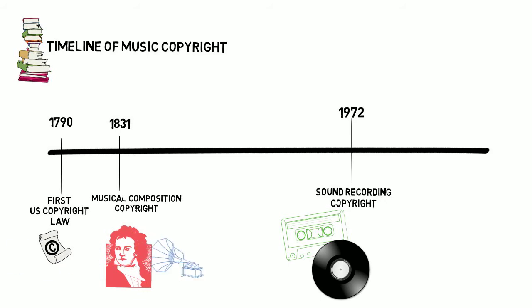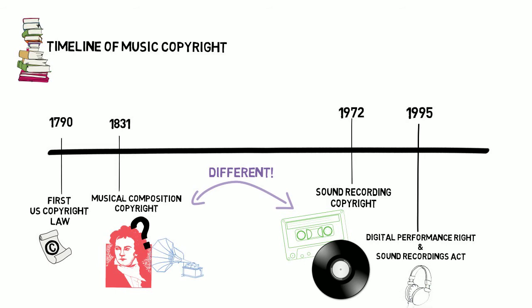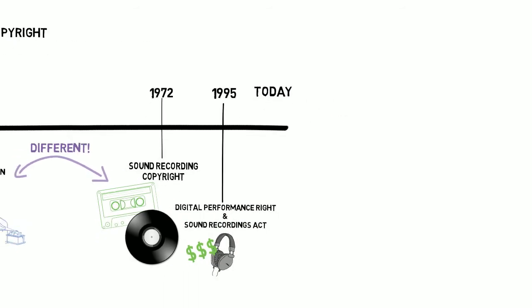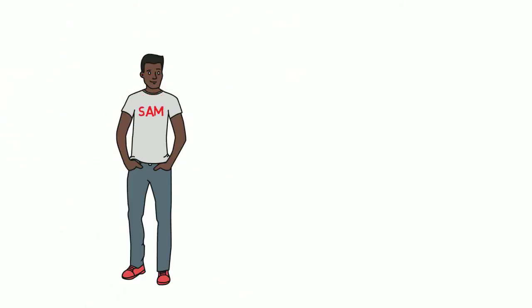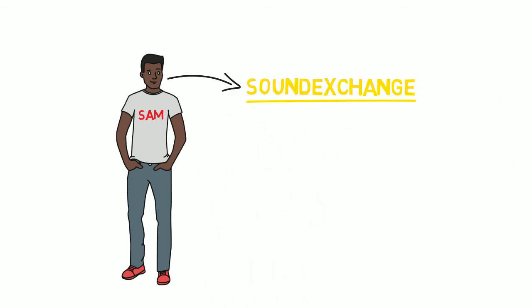or MP3s. It wasn't until the Digital Performance Right and the Sound Recordings Act were passed in 1995 that musicians could receive performance royalties for their sound recordings. Today, in accordance with these laws, a musician like Sam Singer can obtain his royalties for the sound recording by registering with Sound Exchange, a digital performance rights organization.